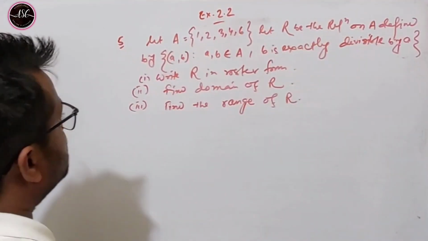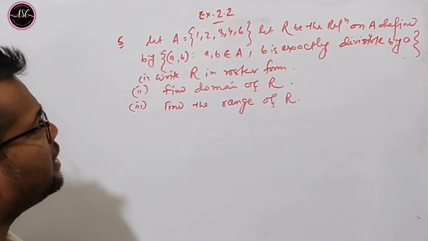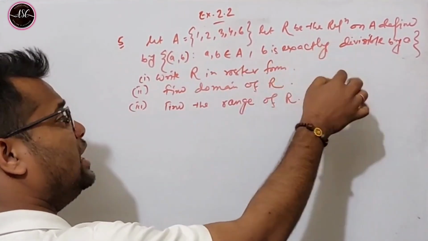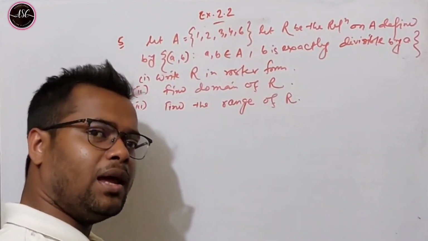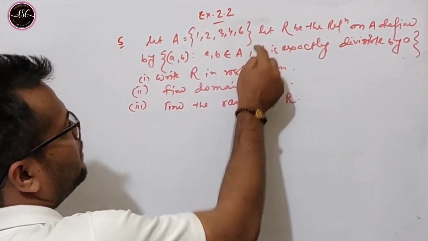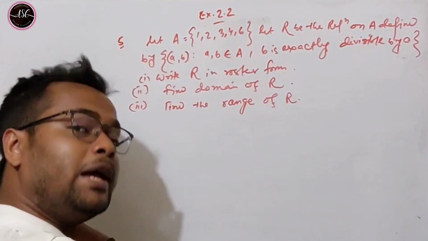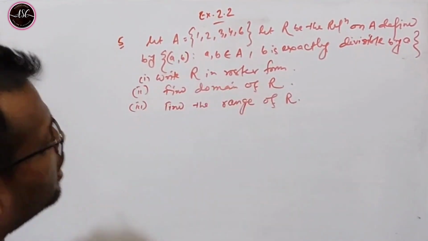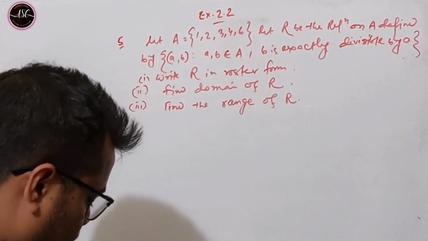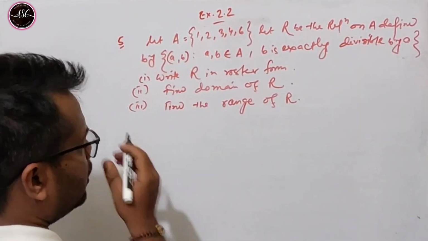Okay. Then look at this question. Here A is a set. Let R be the relation on A defined by (a, b) such that a, b belong to A and b is exactly divisible by a. So here the element b will be divisible by a. Then write down R in roster form, find the domain of R and find the range of R. So just look.